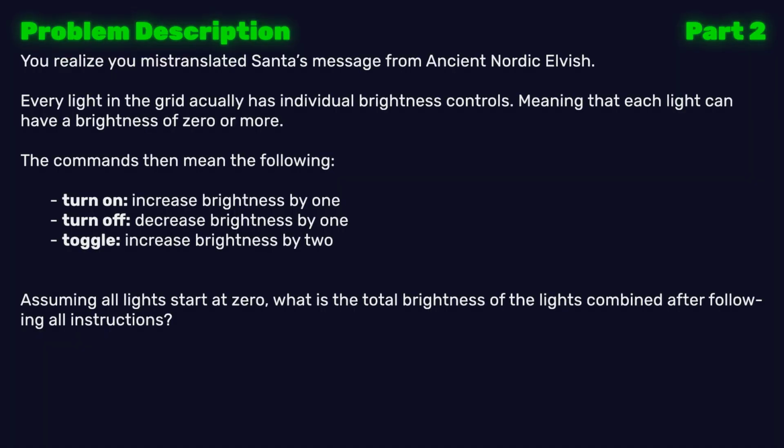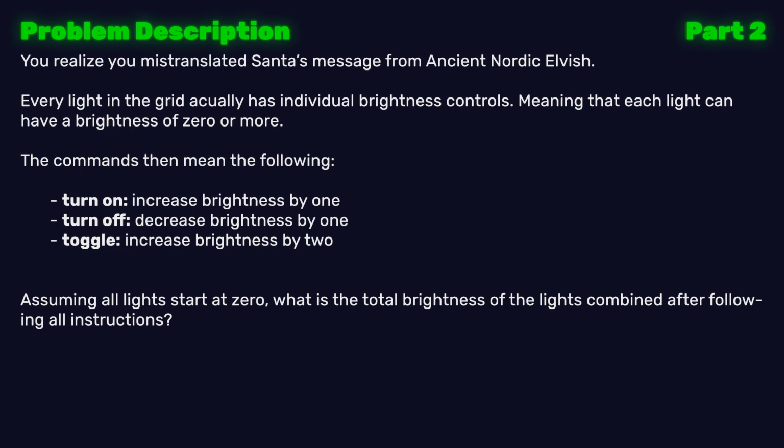It turns out that we made a mistake and we mistranslated Santa's message from ancient Nordic Elvish. What was meant was that every light in the grid actually has individual brightness controls instead of simply an on and off state. This means that each light can have a brightness of 0 or more. The commands then mean the following, where turn on increases by 1, turn off decreases by 1, and toggling increases brightness by 2.